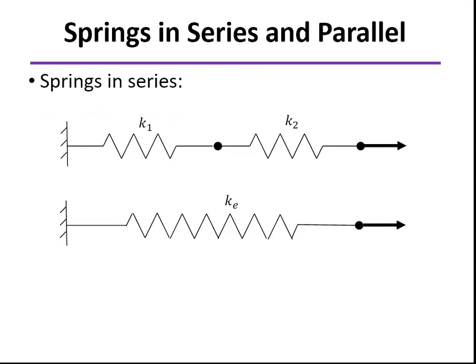When springs are in series, that is attached end to end, like in the top picture here, K1 and K2, again we can replace that with a single spring with a spring constant K equivalent. And in this case, we have to add the reciprocals of the spring constants, and so 1 over K equivalent is 1 over K1 plus 1 over K2. So in this case, you'll find that the equivalent spring has a spring constant that's lower than either of the constituent springs because both of them are being stretched.